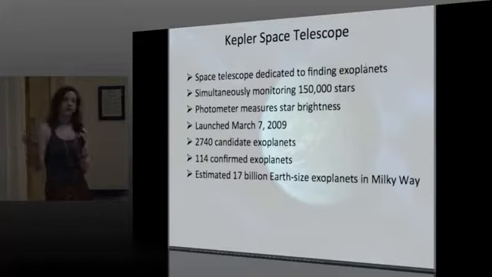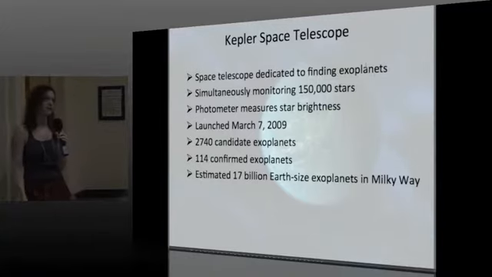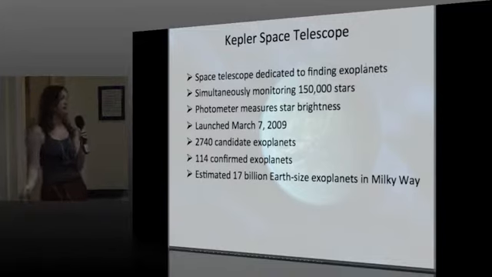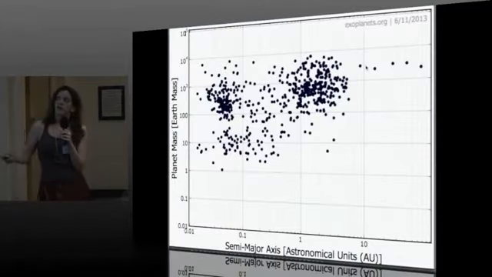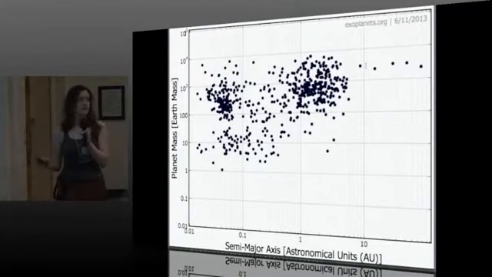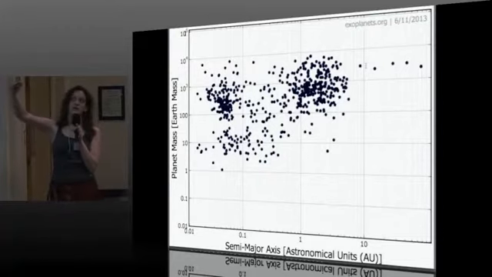And if you extrapolate the data from the part of the sky that we've looked at, other scientists estimate about 17 billion Earth-sized exoplanets in the Milky Way alone. So impressive. This is just an example set of data. So these are the 114 confirmed exoplanets that we have from Kepler.